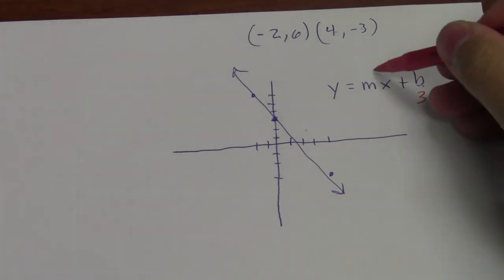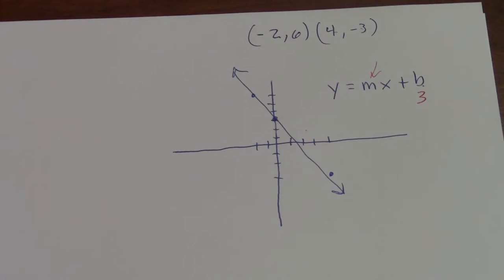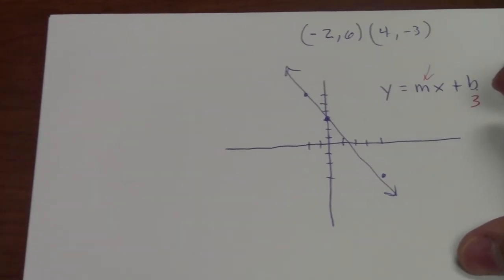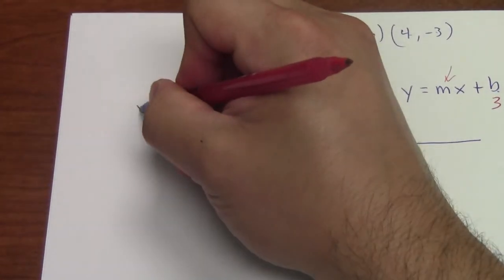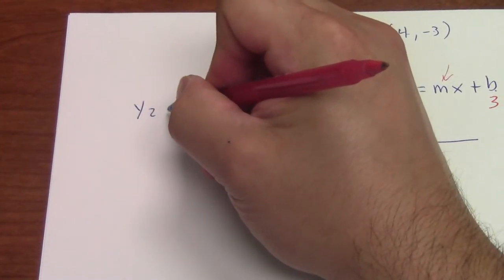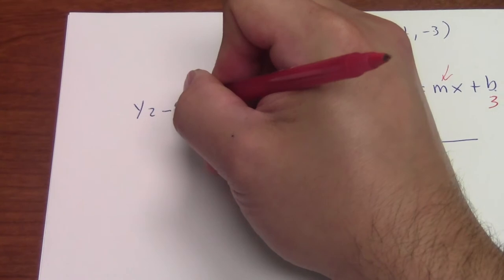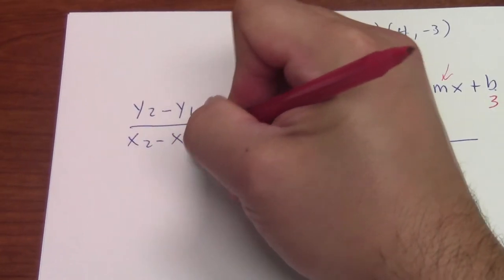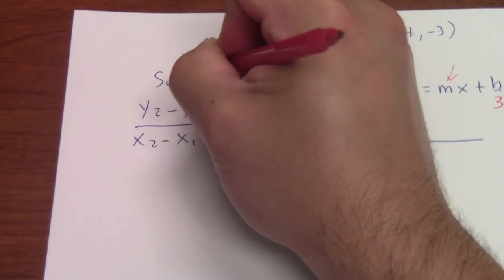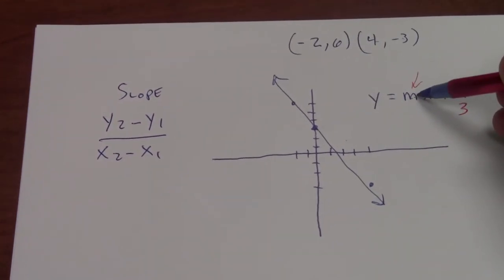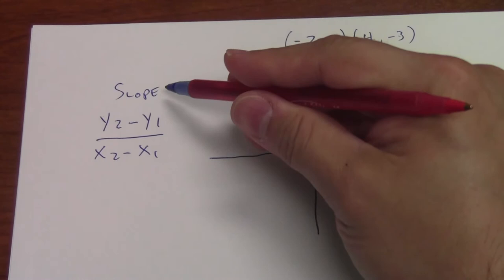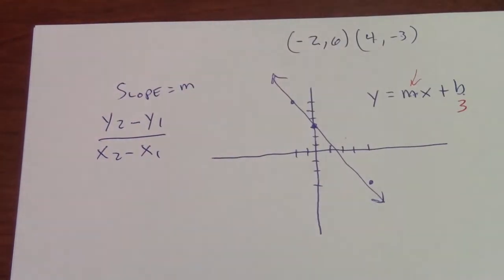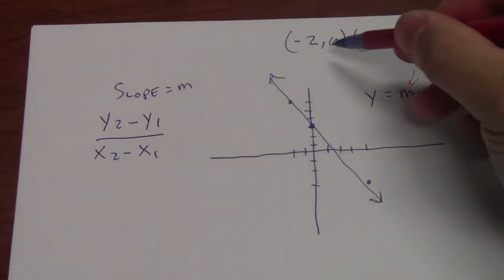Done. So all I really need is the m. All right, and in order to get the m, we just need the slope. So let's go back and do that again. y2 minus y1 all over x2 minus x1, slope. Remember, slope is your m. That's what we're looking for. All right, slope equals m. So we just plug in the numbers.